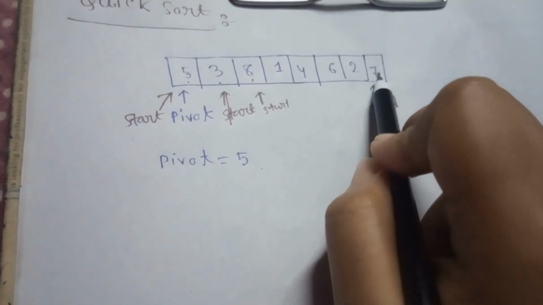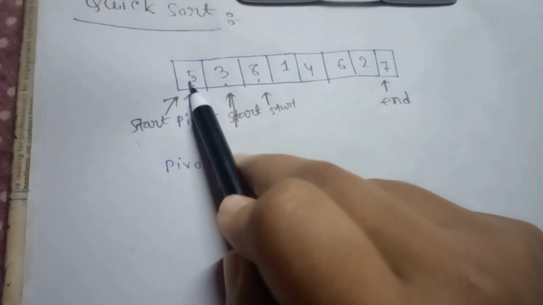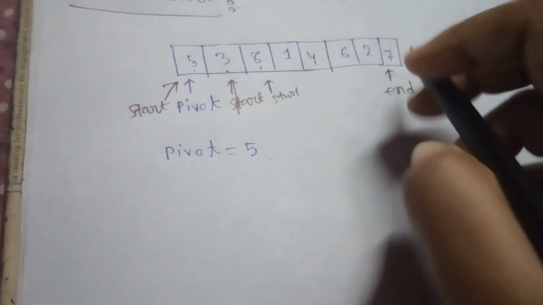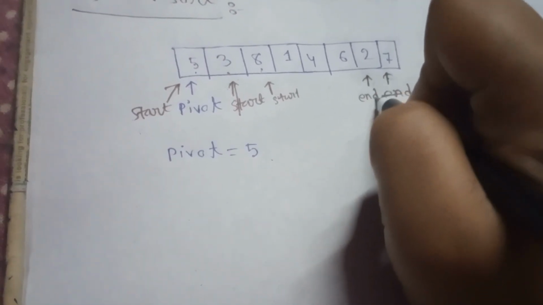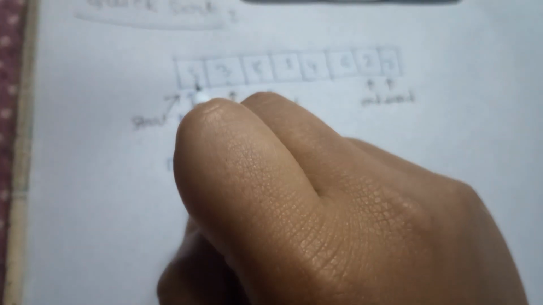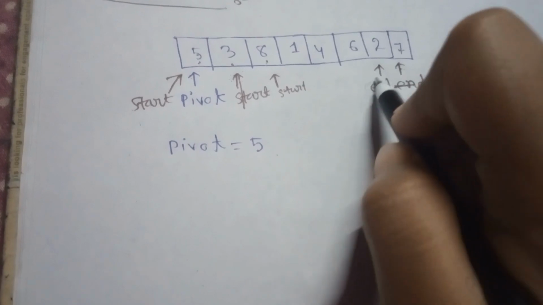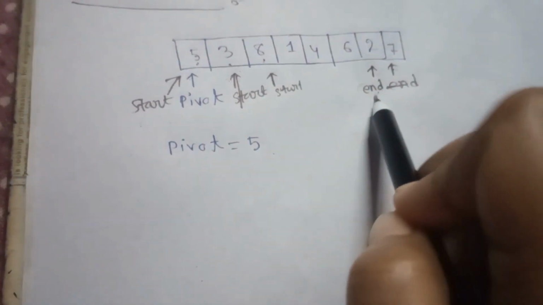This 7 greater than 5, true, so we decrement end. Now end is here. 2 greater than 5, no, so we stop end here. Now swap start and end.